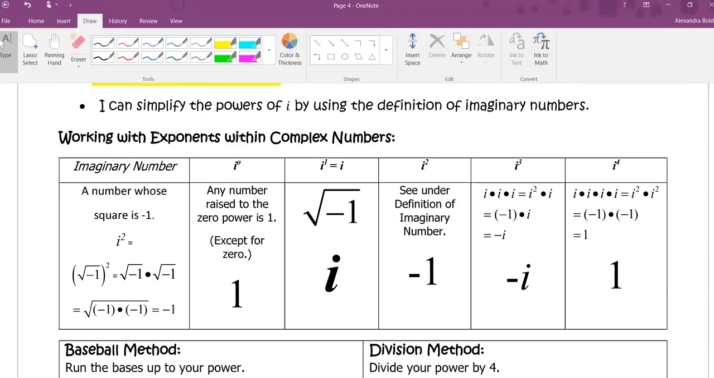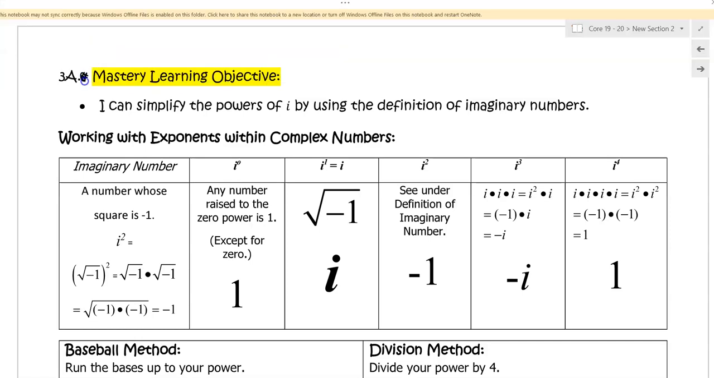This is actually A3. I know it says A4 up here. Go ahead, change that to 3A.3. And I can simplify the powers of i by using the definition of imaginary numbers. So this is our lovely chart.